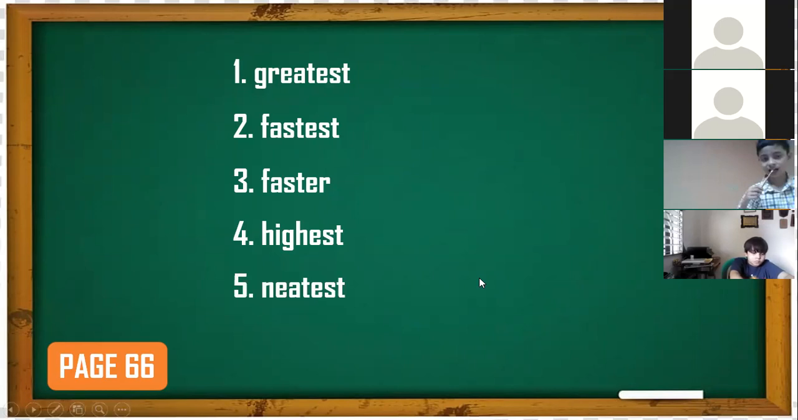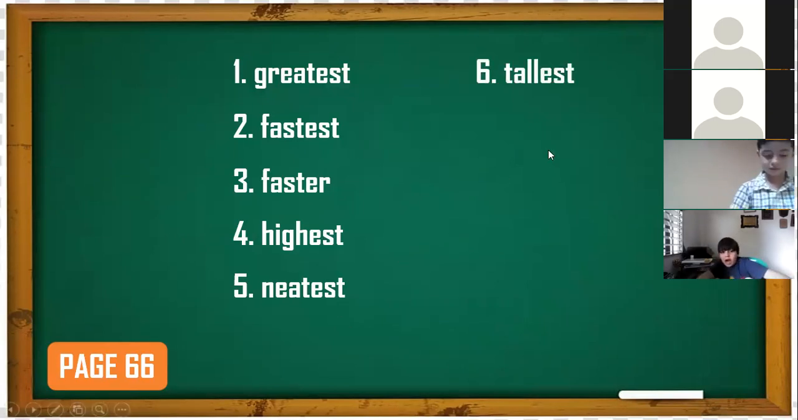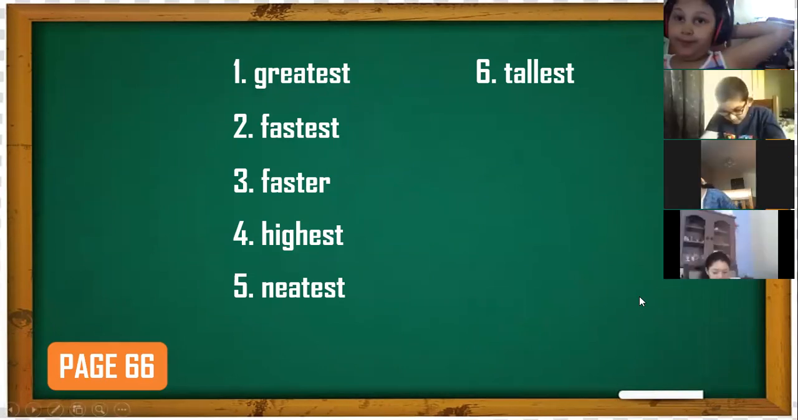Now let's continue with Jose Miguel. The number 6, Jose Miguel. Tall, and we are going to add EST. Activate the audio, Jose. Oh, very good. In this one, it is the tallest. And it says, I am the tallest student in the school. Very good.